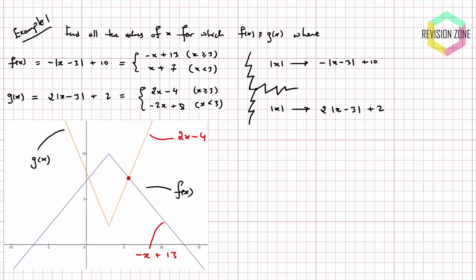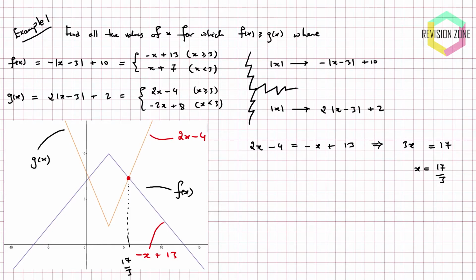So we solve these two simultaneously. Let's do that. We're going to have 2x minus 4 is equal to minus x plus 13, which we rearrange, and the left-hand side becomes 3x and the right-hand side becomes 17. So x turns out to be 17 over 3, which means if I come down from here, I'm going to get something like 17 over 3.